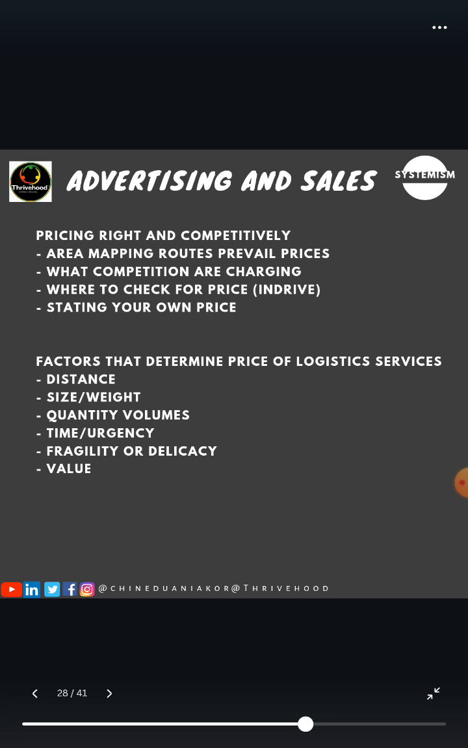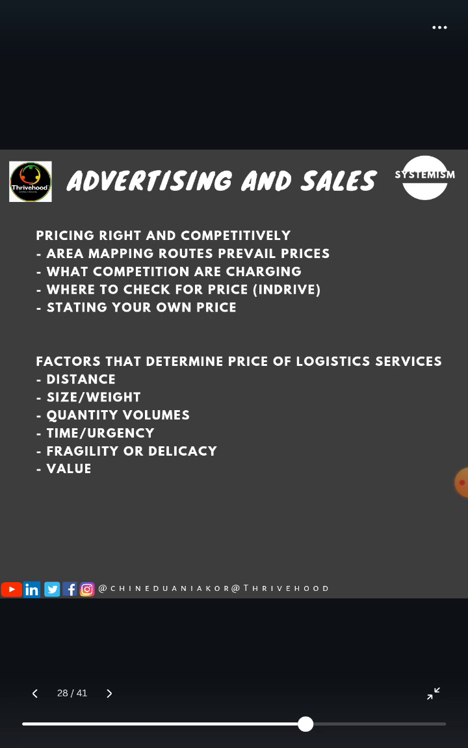But aside from that, there are other factors like the size and the weight. If something is very wide and consumes a lot of space, you will charge more than for something smaller that doesn't take much space. Also, if it's very heavy and requires a whole lot of energy to lift, you will charge much more than for something lighter. Then quantity and volume: if it's just a single item, you will charge less than if you have plenty of the same item, or even different items. Let me say there are 1,000, or 2,000.